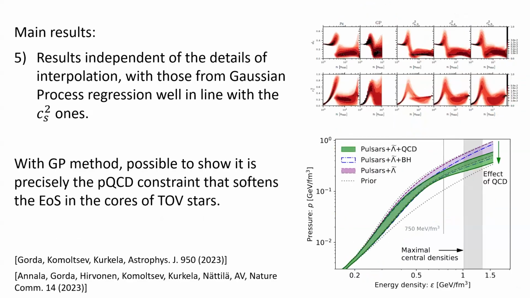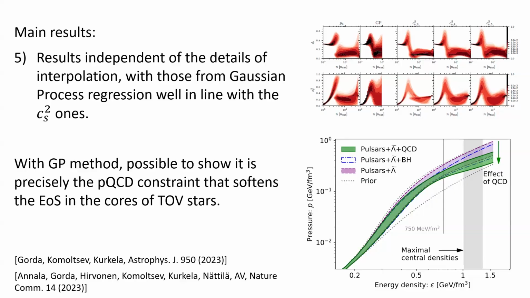Finally, we used other methods as well. The results I showed so far were for the speed of sound interpolation. When we used Gaussian processes, the results were almost identical. In this case as well, the likelihood of near conformal matter inside TOV stars was of the order of 80%. But one very nice feature of this Gaussian process method, that was developed by Aleksi Kurkela, his student Oleg Komoltsev and Tyler Goda in this work, was that there one could treat this high density PQCD limit in the same way as different observations.